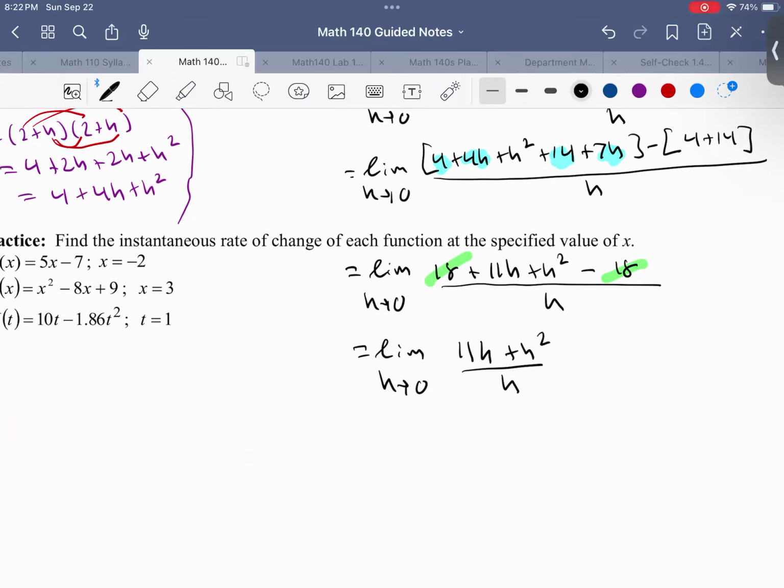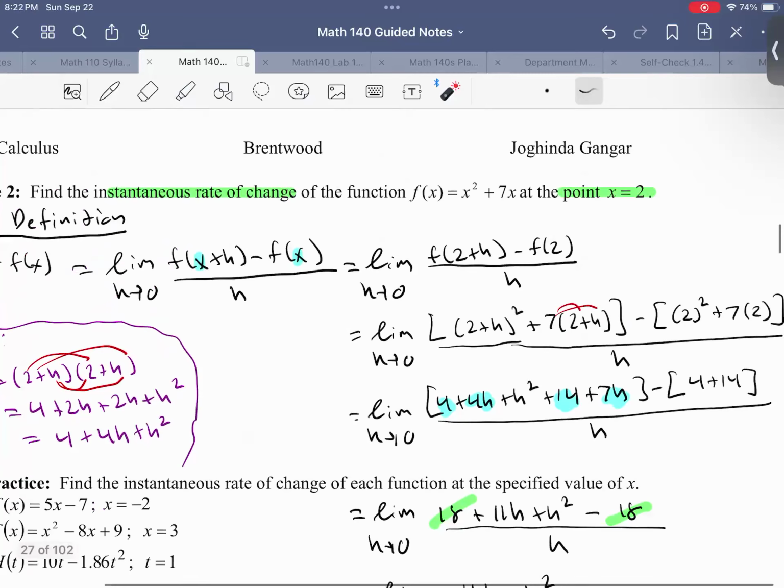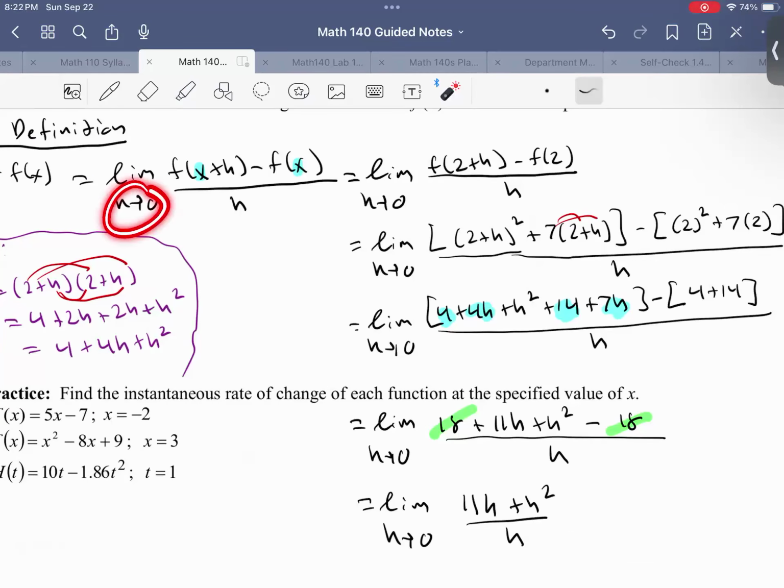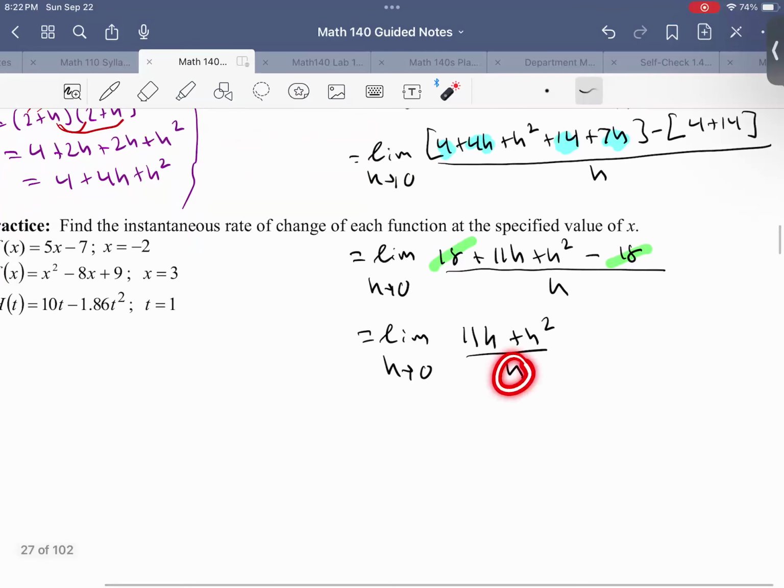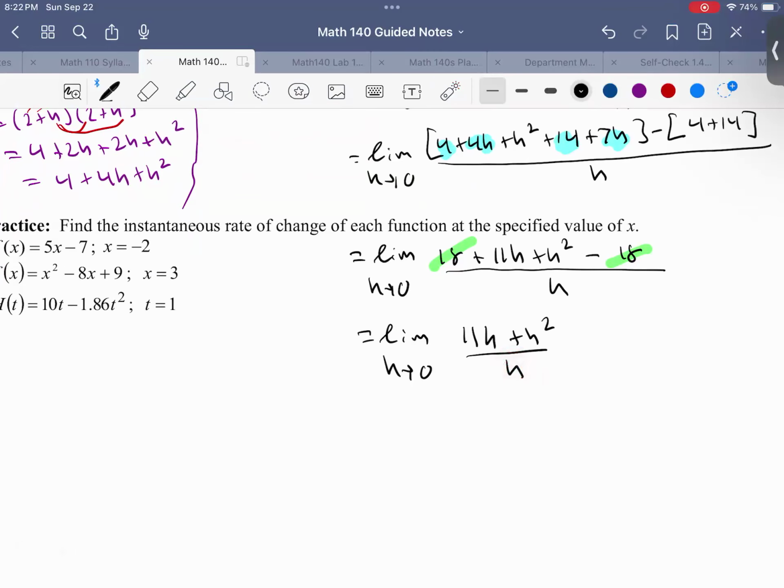So kind of drawing it back to the beginning, the reason why we can't plug in h goes to 0 right away is because we're going to have a 0 on the bottom, and that's a big no-no, right? We can't have a 0 on the bottom. So we're doing all this algebra in the meantime to be able to cancel out this h in the end, which will happen right now.